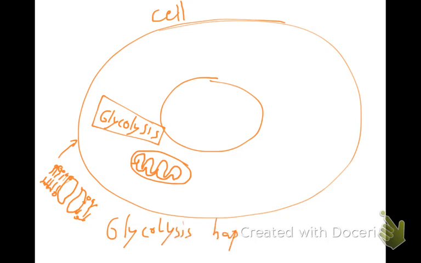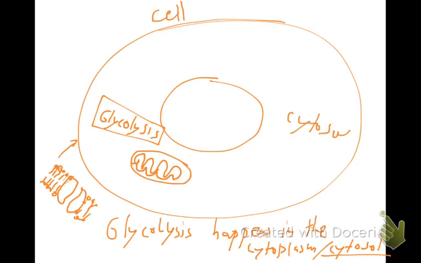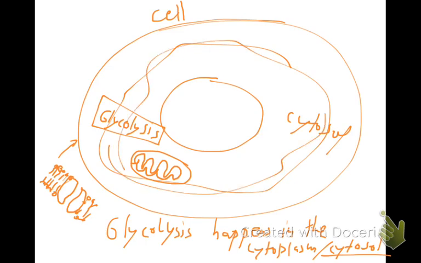Glycolysis happens in the cytoplasm. Another word for cytoplasm is actually cytosol. And this is actually more accurate because cytoplasm refers to the cytosol, which is just a jelly with all the organelles. And so cytosol is actually just the fluid, and then cytoplasm refers to the cytosol, the fluid, plus all the organelles like the lysosomes, the ER, and everything.